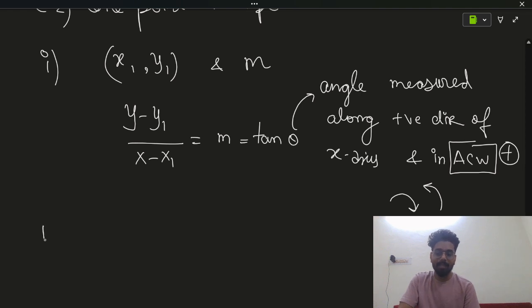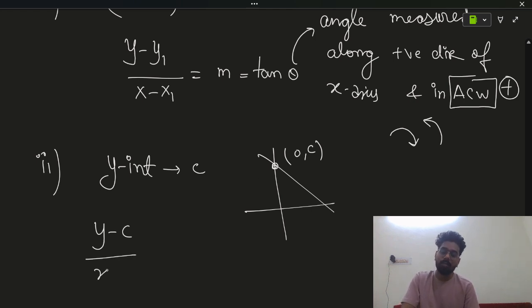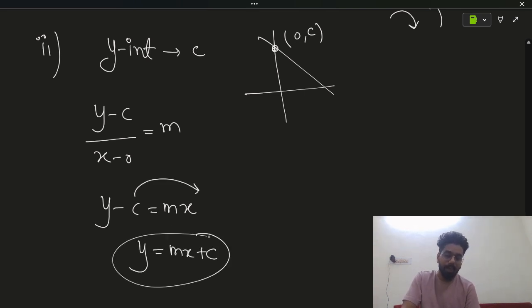Now coming to the second case, what else will they give? They will say the y-intercept is c, but as I have said, the y-intercept is the y coordinate of a point on the y-axis where the line cuts it. So this point is (0, c), obviously. So again, (y minus c) upon (x minus 0) is equal to m. You cross multiply, you do the calculation, you will have y minus c is equal to mx, and when you transfer it over here, you will have y equals mx plus c. I hope it is clear.